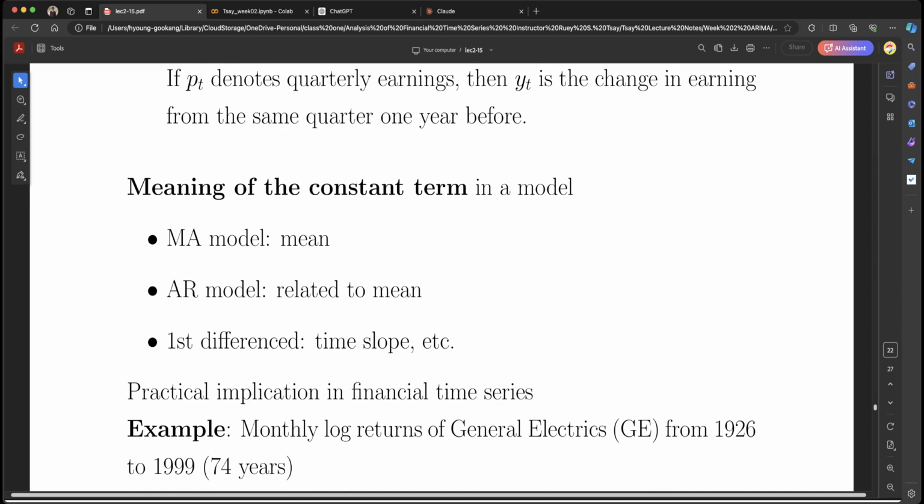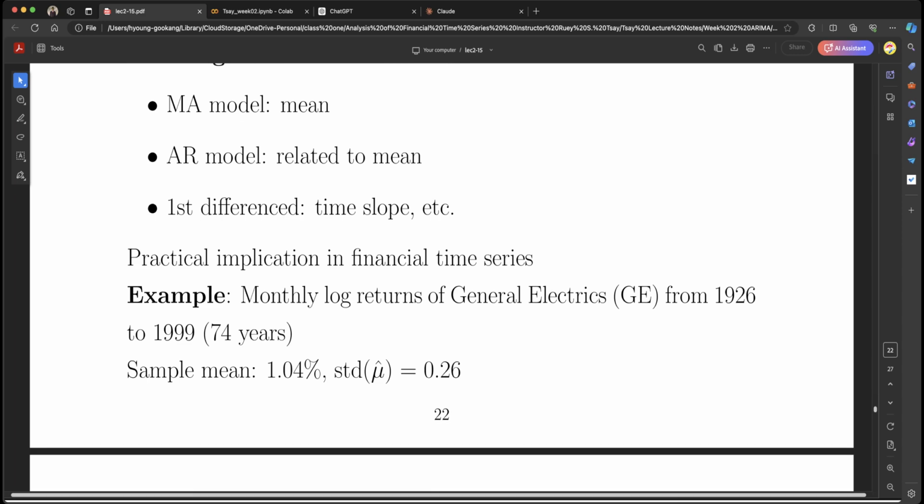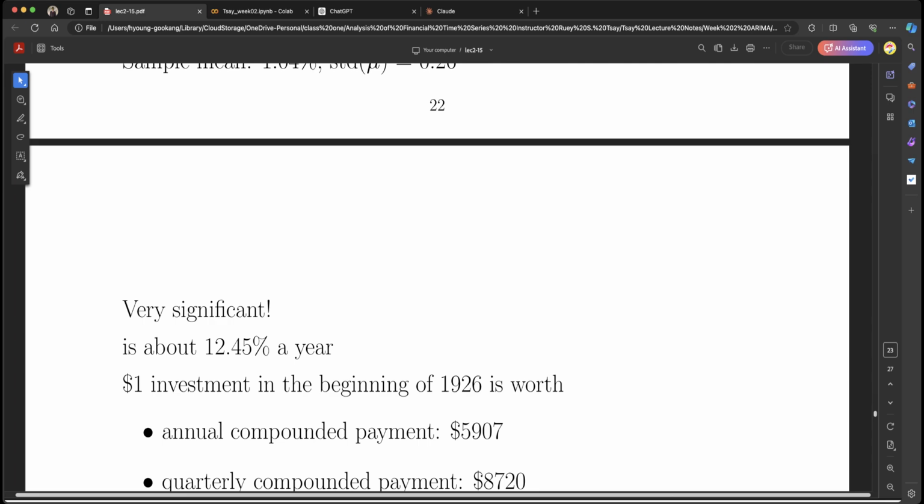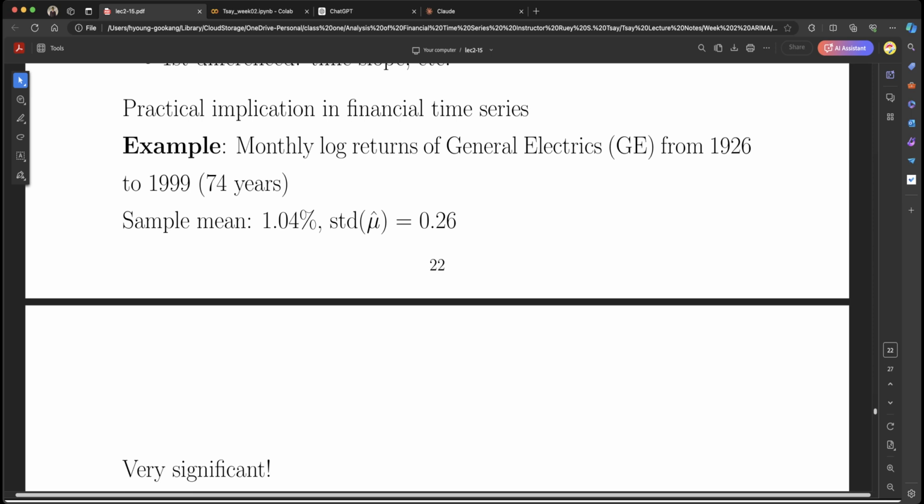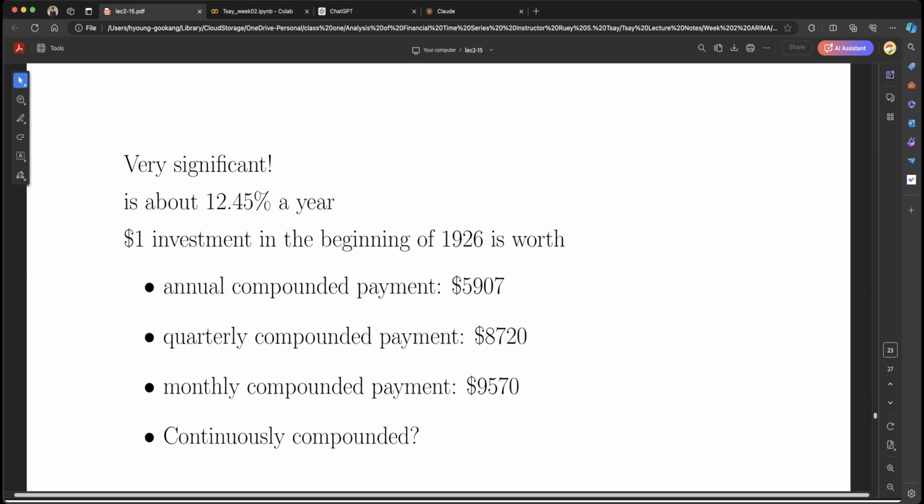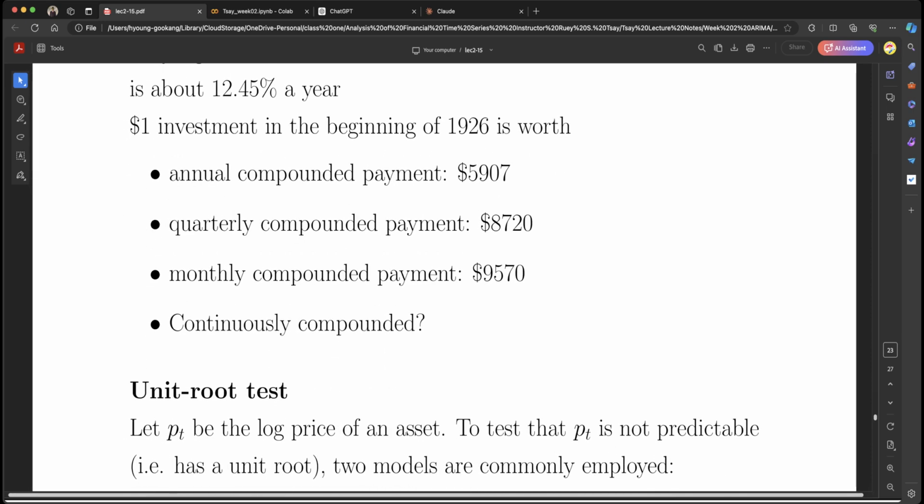Practical implication for financial time series. Monthly log returns of General Electric: the sample mean has a standard error of 0.26, so it is very significant. It's about 12.45% a year. Now GE is doing very badly, but for this period, at least, GE was very good. One dollar invested at the beginning of 1926 is worth a huge amount with annual compounding. Quarterly compounding and then continuous compounding should be huge.